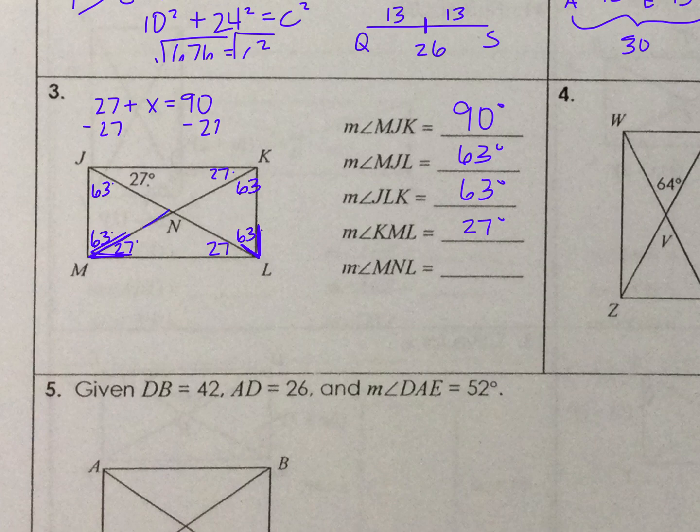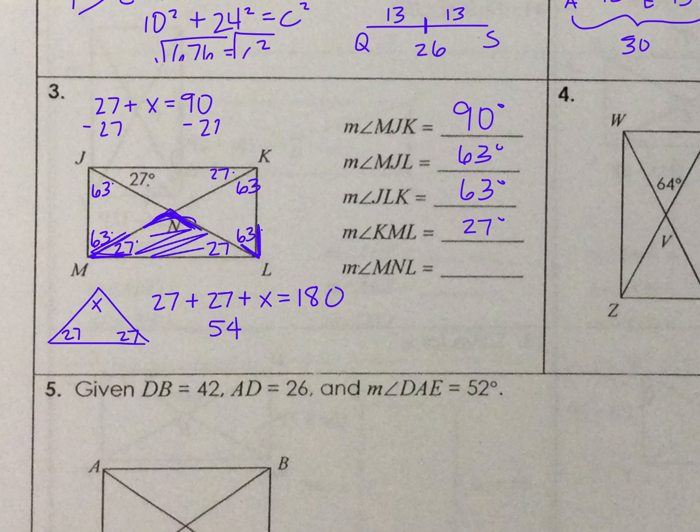And MNL. All right, this is our only wild card, but it's not that hard. Let's pull this triangle out. I know that the two bottom corners are 27 and 27. I'm looking for that. A triangle has three parts. Part plus a part plus a part equals, we know that the whole triangle is 180. 27 plus 27 is 54 plus x equals 180. I'm just going to subtract 54, end up with x equals 126.